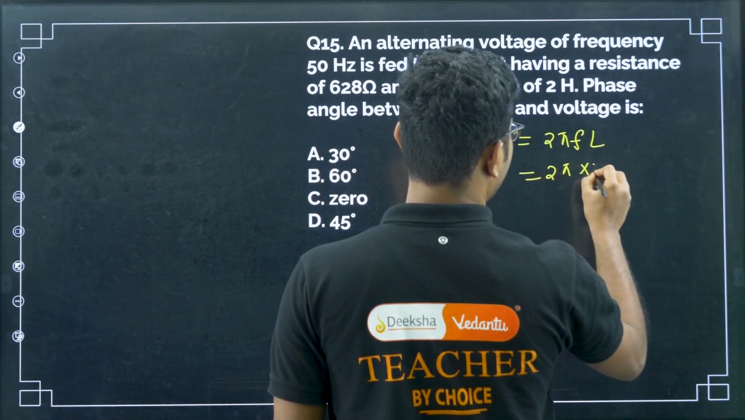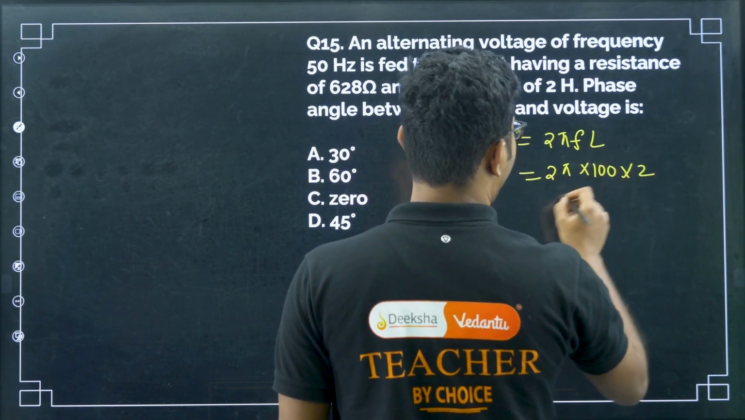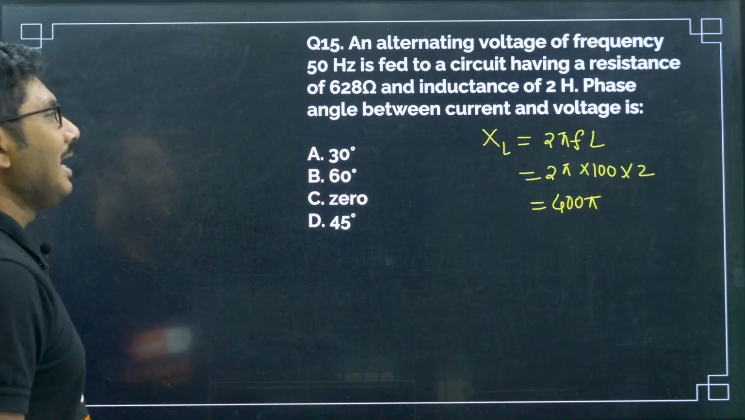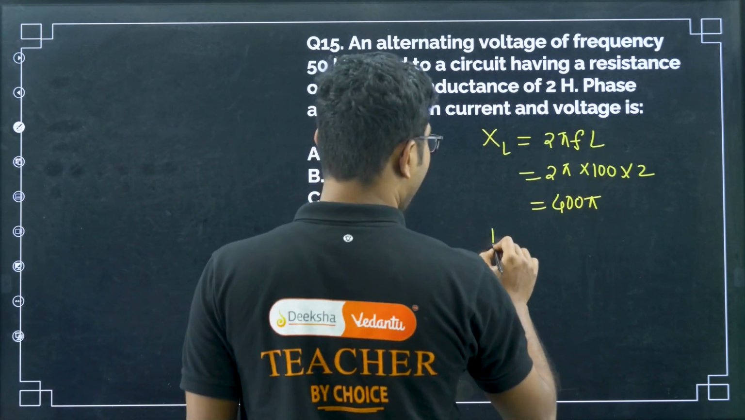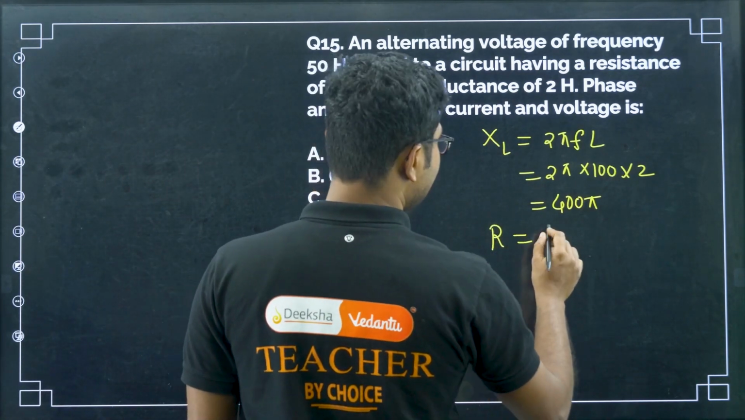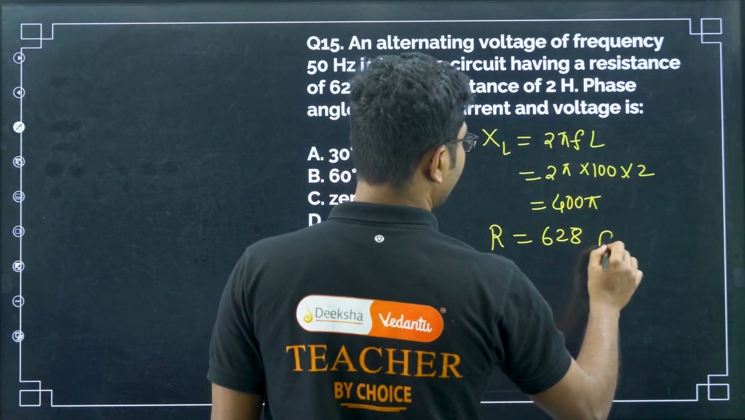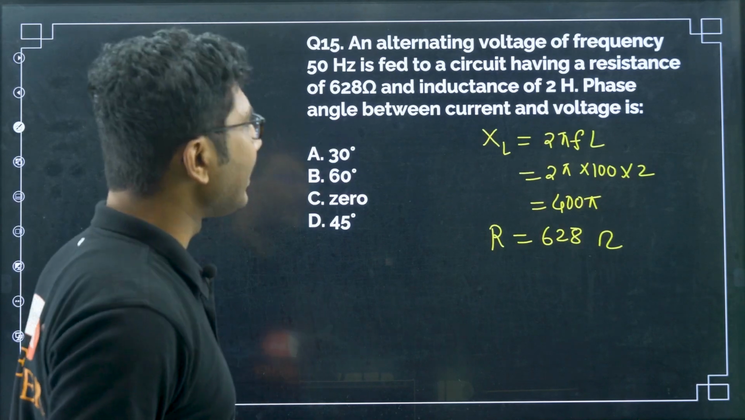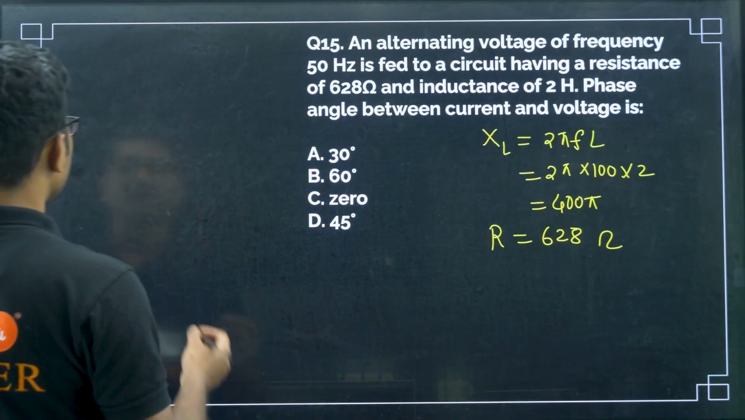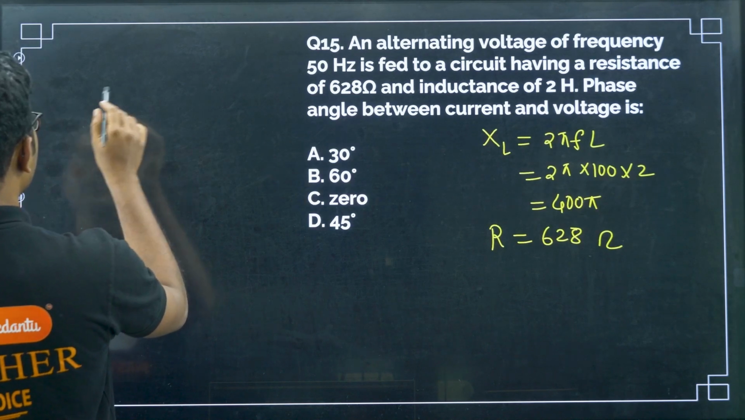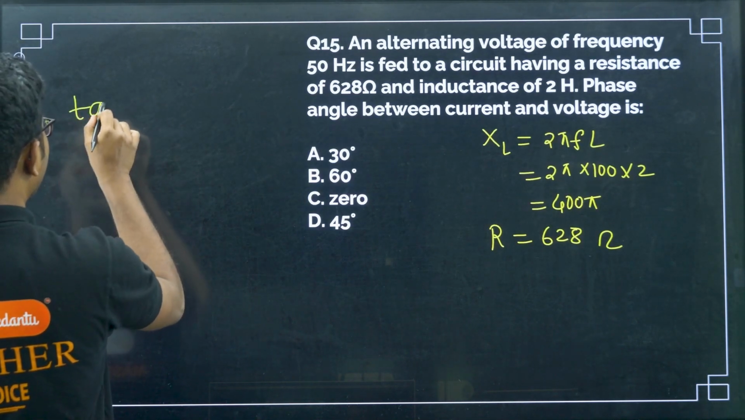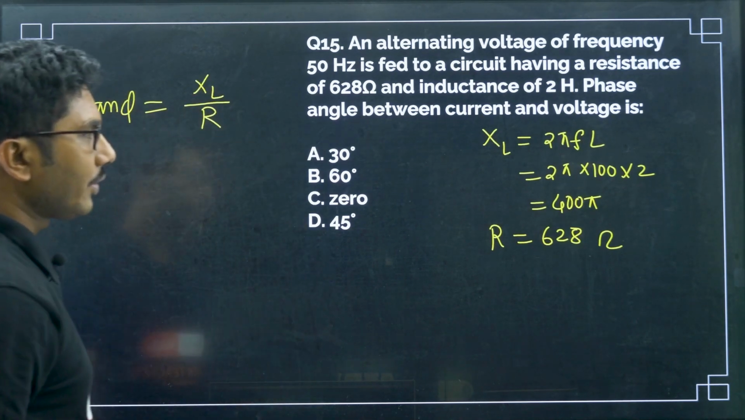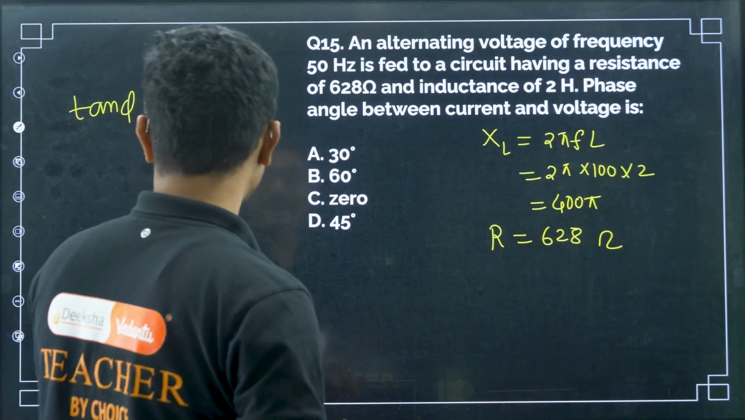2 pi into 100 into 2, so it will be 400 pi. 400 pi is the XL, and our resistance is 628 ohm. Okay, so 628 is the resistance. Now, you have to calculate the phase angle between the current and the voltage. If the phase angle is theta or say phi, then tan phi is given by XL by R. So, XL by R is the phase angle formula.